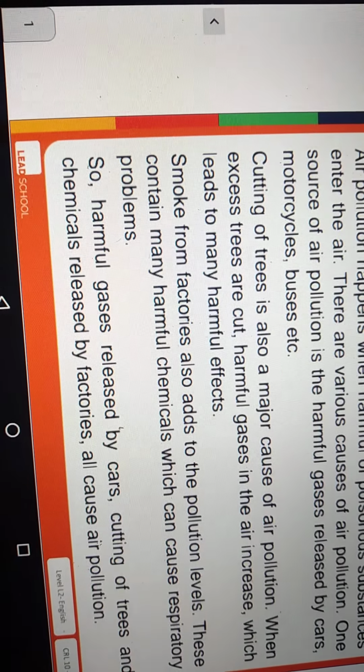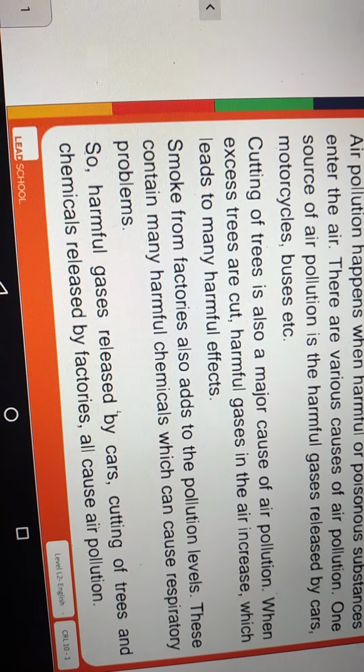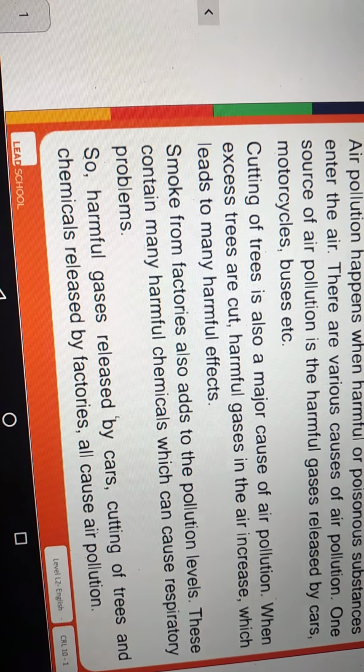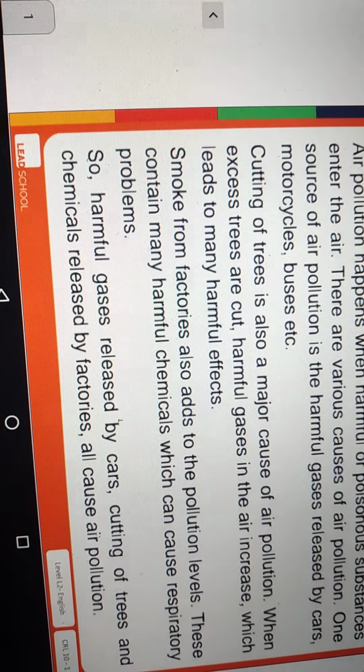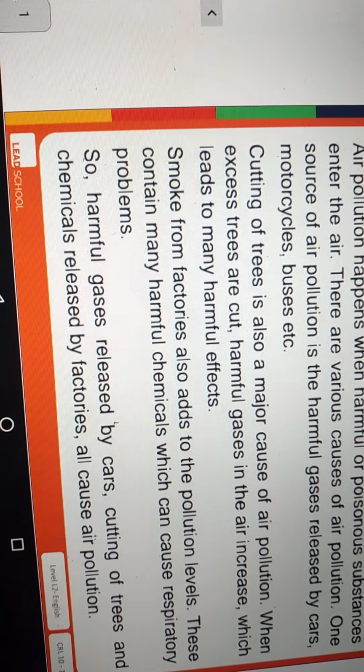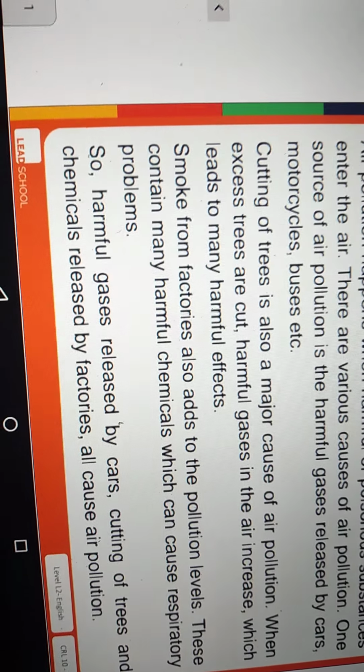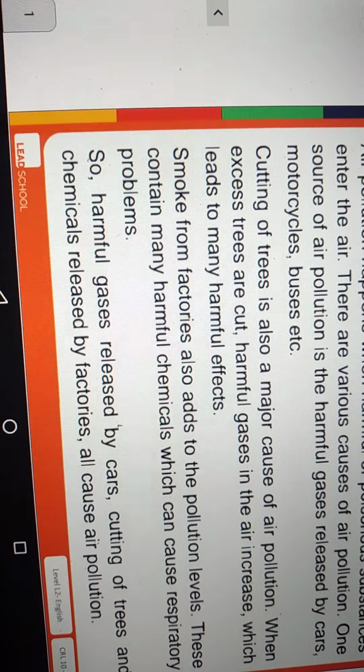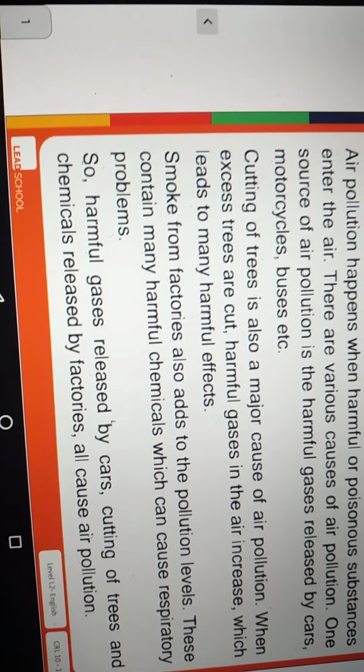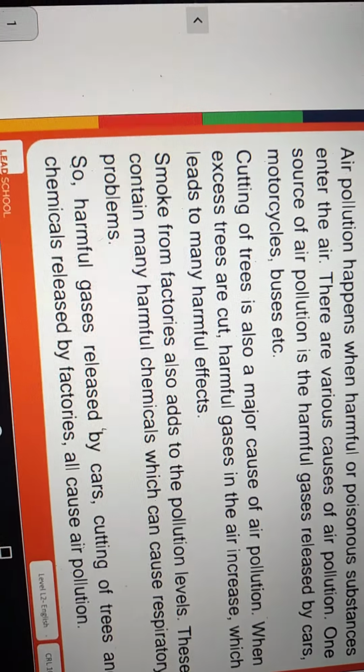So harmful gases released by cars, cutting of trees and chemicals released by factories all cause air pollution.